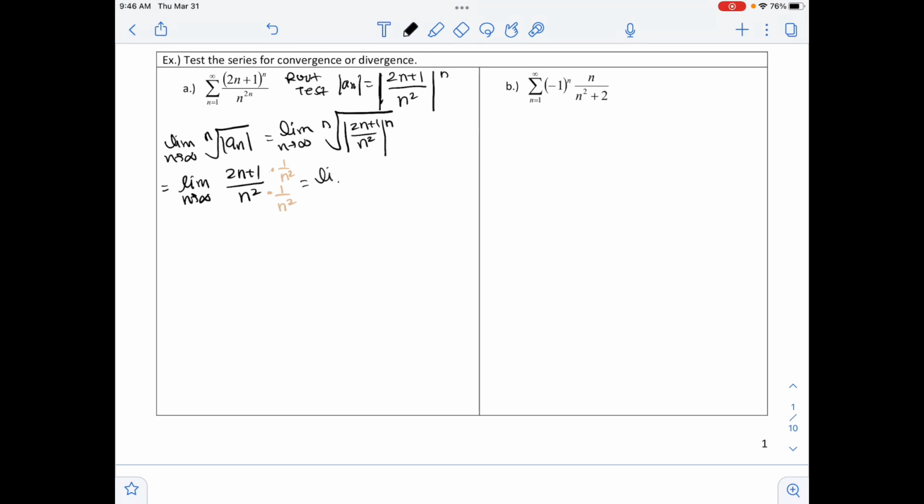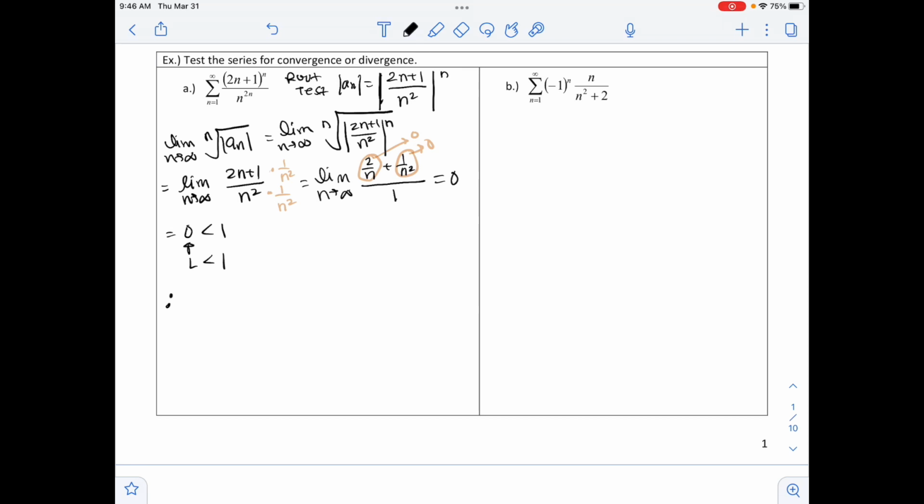And this will allow me to rewrite this limit as n approaches infinity of 2 over n plus 1 over n squared, all over 1. And as we do this, you'll notice that both terms in the numerator converge to 0. And so this is going to equal 0. And since 0 is less than 1, and this is our L value, we can say that it is absolutely convergent.